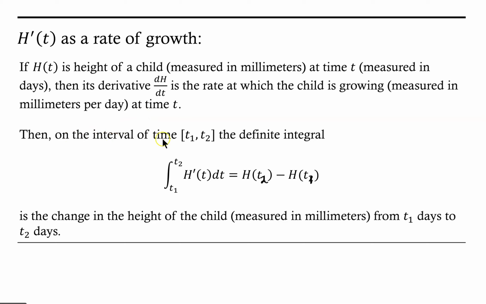Then on the interval of time t1 to t2, the definite integral from t1 to t2 of h prime of t dt would be the height at t2 minus the height at t1. So this represents the change in the height of the child, measured in millimeters, from t1 days to t2 days.